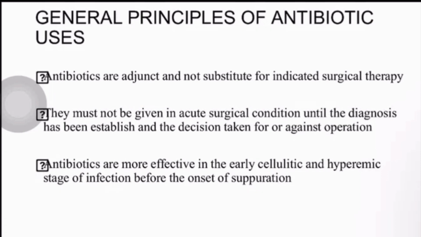Antibiotics are more effective in the early cellulitic and hyperemic stage of infection before the onset of suppuration. For example, in conditions like cerebral abscess, where we have the early cellulitic stages, it's better when they are given antibiotics at that stage. But at the point where it moves to suppuration, there's little or nothing that antibiotics can do. The best is just to go in and excise.